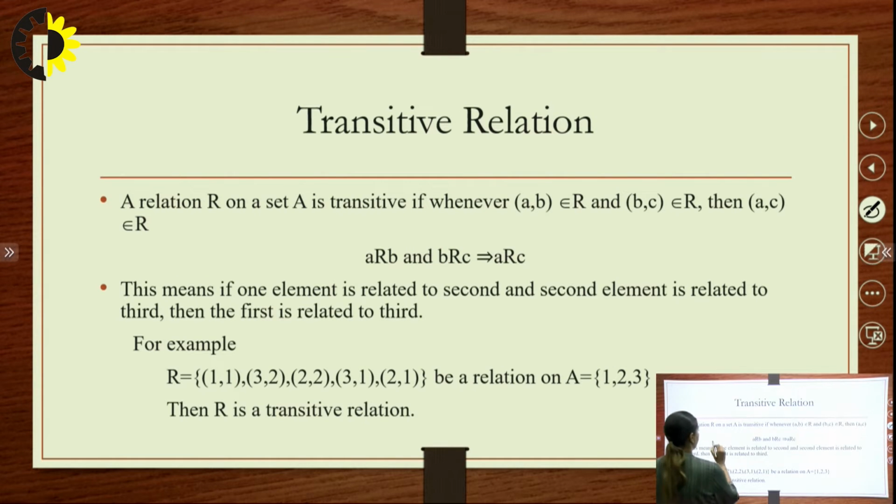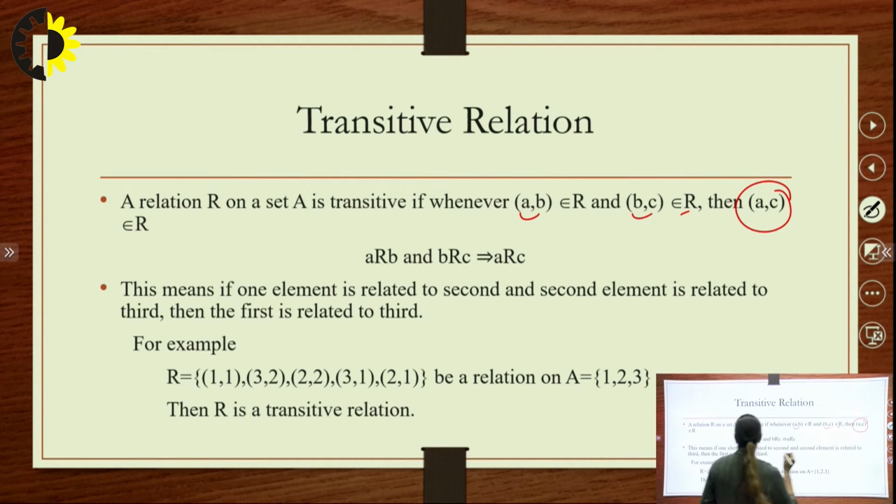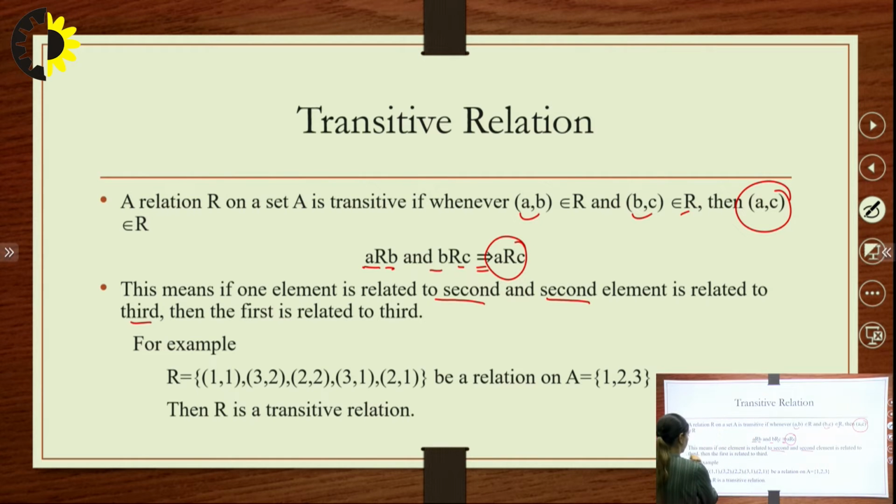Transitive relation. A relation on the set A is transitive if whenever (A, B) is present in R and (B, C) is also present in R, then (A, C) should also be present in the relation R. This implies if A is related to B and B is related to C, then A should be related to C. These three elements should be present in the relation. This means that if the first element is related to the second and the second element is related to the third, then the first should be related to the third.